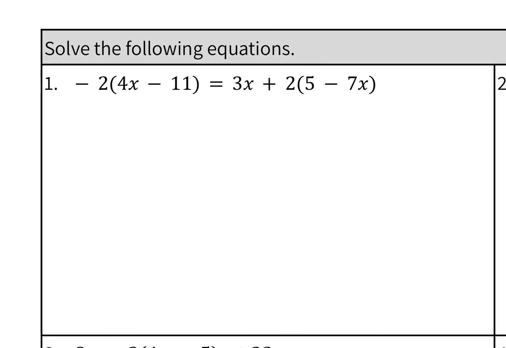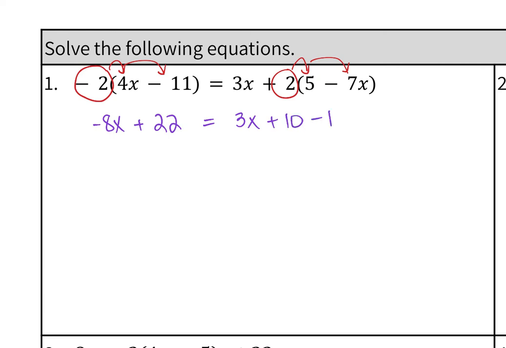So we're starting off with a linear equation. What you do first for these is anytime you see parentheses, you want to get rid of those. And we do that by distributing whatever is on the outside. So we're going to have to do that twice. When I get that done, negative 2 times 4 gives me negative 8x. Negative 2 times negative 11 gives me positive 22 equals 3x. 2 times 5 is 10, and 2 times negative 7 is negative 14x.